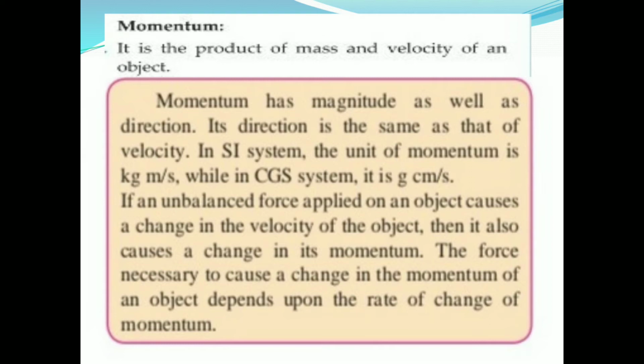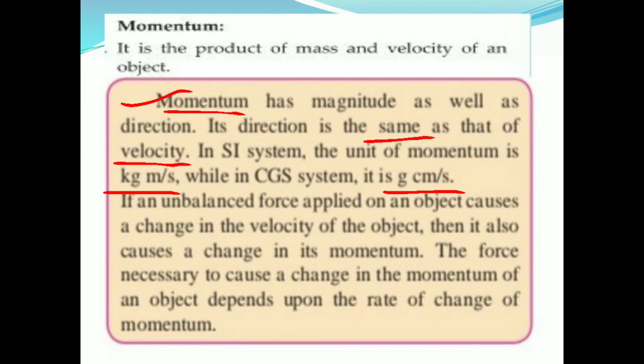So what is the unit of mass? The unit of mass is kg, that is kilogram or gram, and velocity is meter per second or centimeter per second. So momentum has magnitude as well as direction. Its direction is the same as that of the velocity. In SI system, the unit of momentum is kilogram meter per second, while in CGS system it is gram centimeter per second.